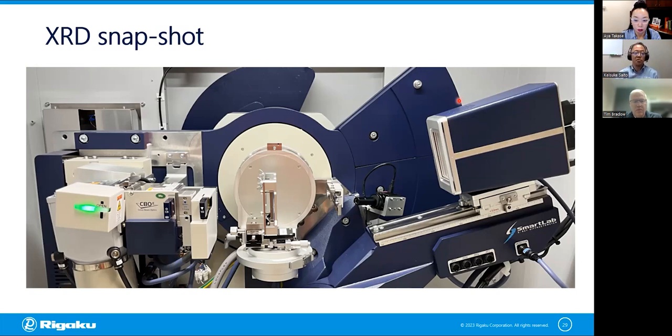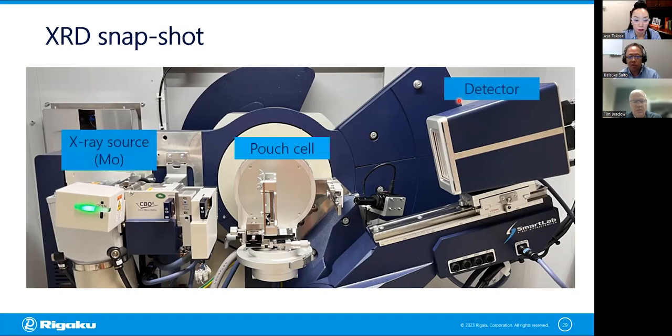So this is one of the solutions which is available from us. It doesn't have to be our solution, but just let me explain it. We have an X-ray source on the left-hand side. In this example, we have molybdenum. This could be silver too. And we have a pouch cell sample holder in the middle. This is the place where you place your pouch. Then on the right-hand side, we have a detector. X-ray from the source hits the pouch and the diffracted beam is recorded by the detector this way.